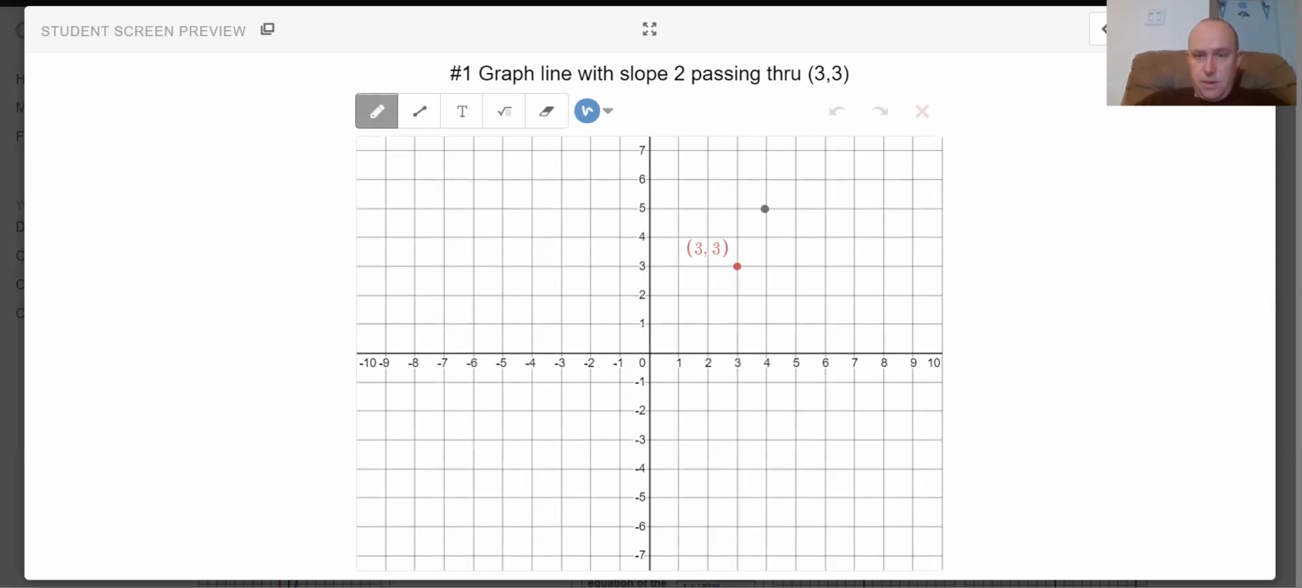It goes up 2, and then it goes right 1. Now, in terms of writing my equation here, I know that as it has a slope of 2, it equals y equals 2x. And all I'm really trying to find now is, what's this y-intercept here?